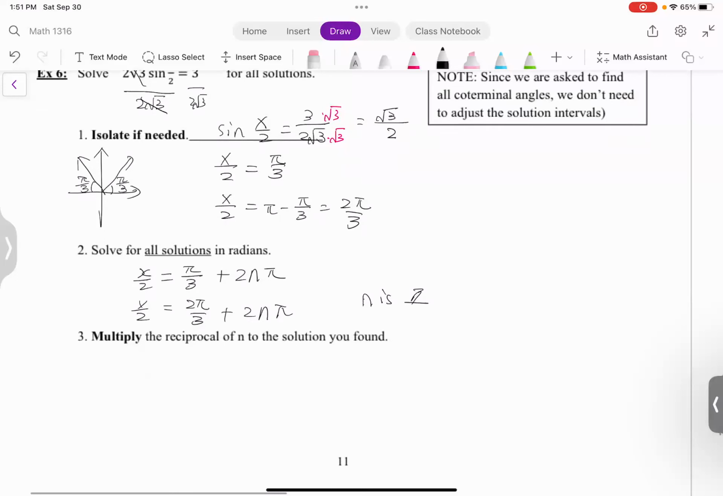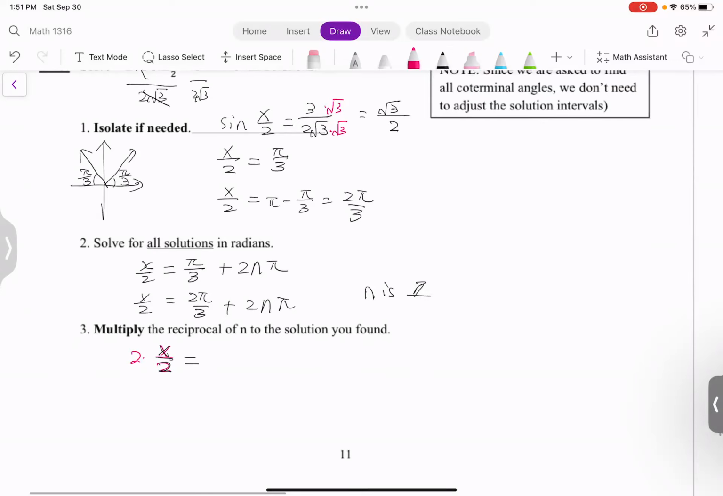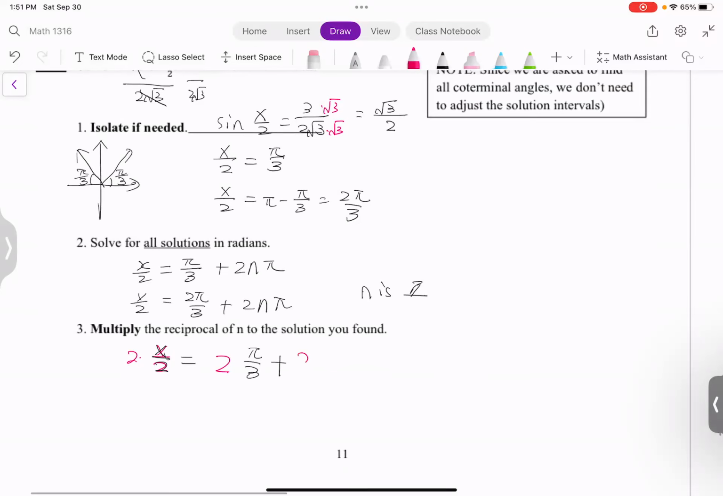Then I need to isolate the x. I cannot have the 2, that means I need to multiply by 2. 2 times x over 2 equals 2 times the second term, pi over 3, plus 2 times 2n pi. Okay, that means this 2 canceled. I have x equals 2 pi over 3 plus 4n pi.